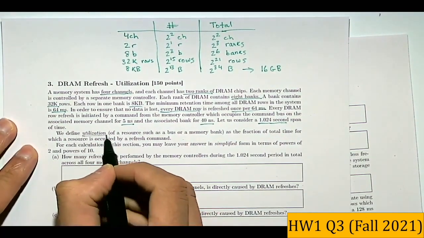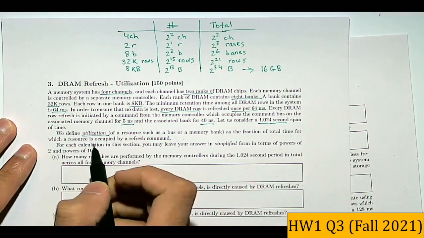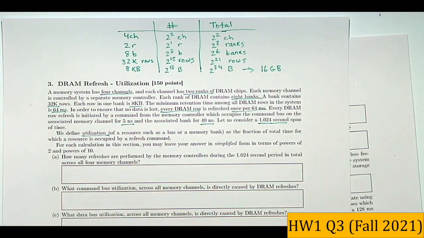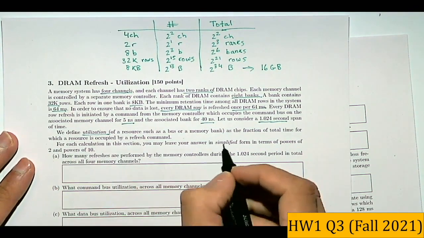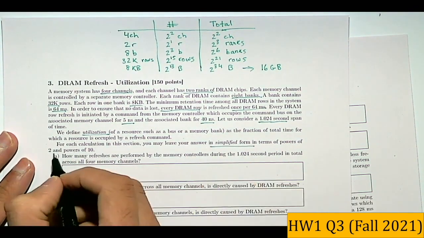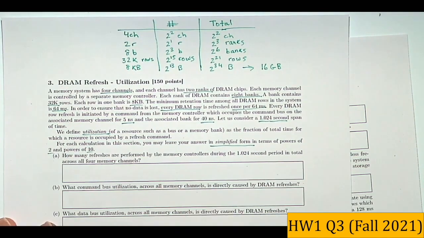Here there's a definition. We define utilization of a resource such as a bus or a bank as the fraction of total time for which the resource is occupied by a refresh command, which is the natural definition of utilization: what proportion of time it's used. For all of these calculations, we can leave our answer in simplified form in terms of powers of 2 and powers of 10 and so forth, so we don't have to do unnecessary math and waste time.